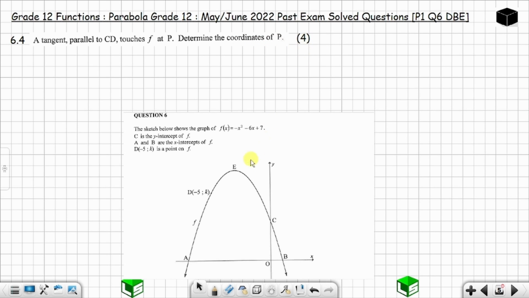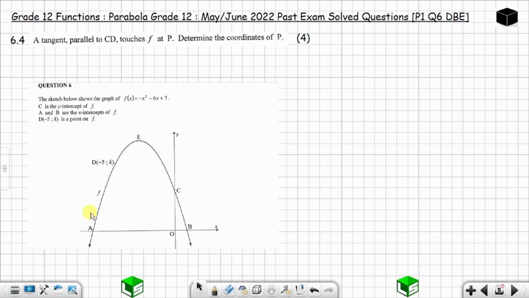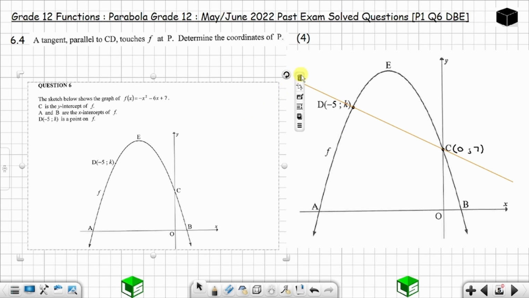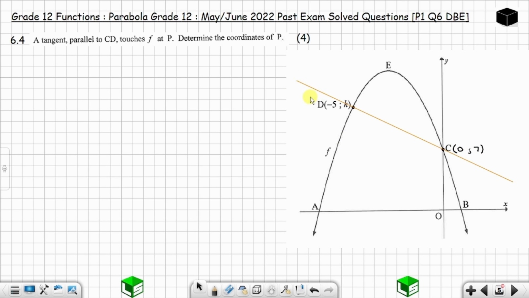Okay, so let me get the sketch on the slide. This is the sketch so that you can understand the question. You can see you have point C and point D. Okay, you know the coordinate of point C from the previous question. This is the line CD, right? Okay, let me close this. We don't need it for now. This is the line CD.